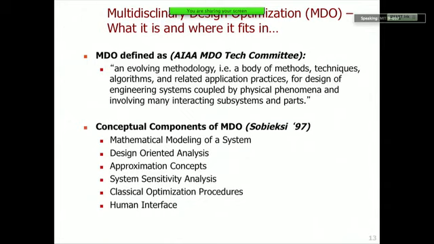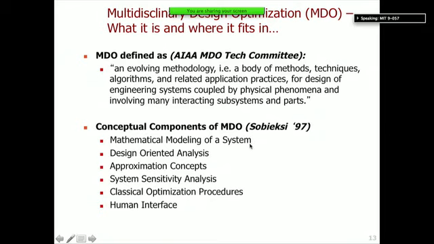So there's a technical committee in AIAA, the American Institute of Aeronautics and Astronautics, that was founded about 20 years ago. It's defined as an evolving methodology, a body of methods, techniques, algorithms, and related application practices for the design of engineering systems coupled by physical phenomena and involving many interacting subsystems and parts.